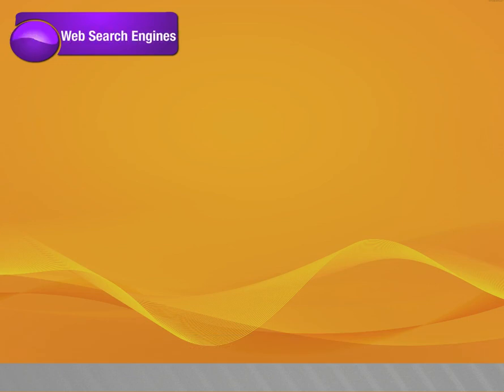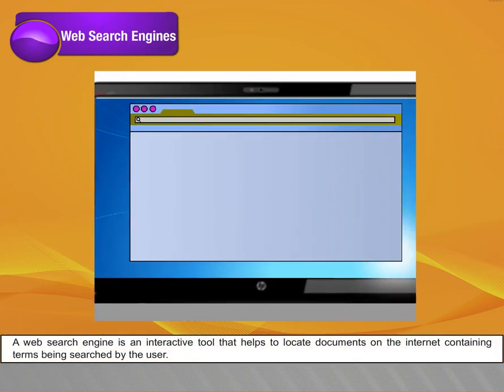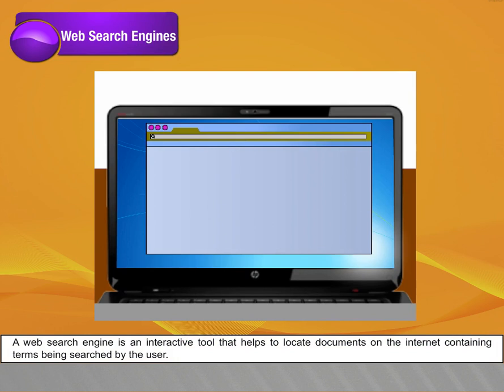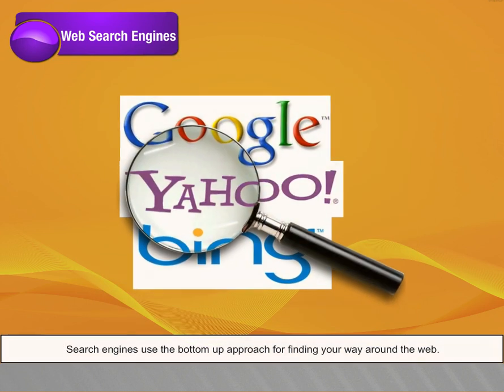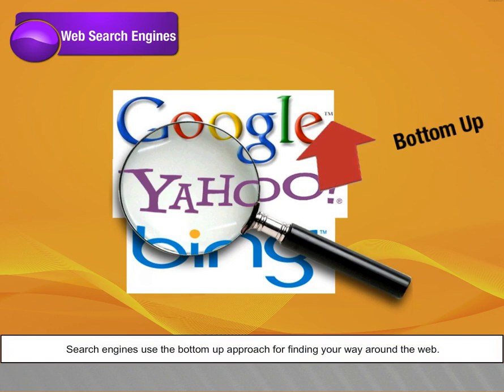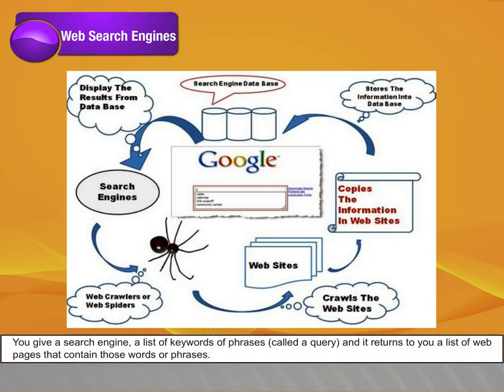Web search engines. A web search engine is an interactive tool that helps to locate documents on the internet containing terms being searched by the user. Search engines use the bottom-up approach for finding your way around the web. You give a search engine a list of keywords or phrases called a query, and it returns you a list of web pages that contain those words or phrases.